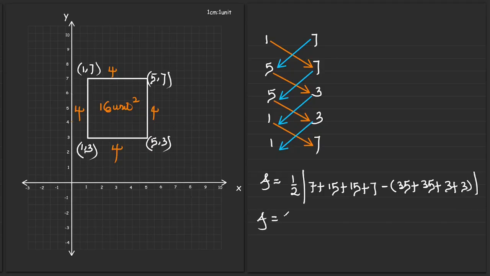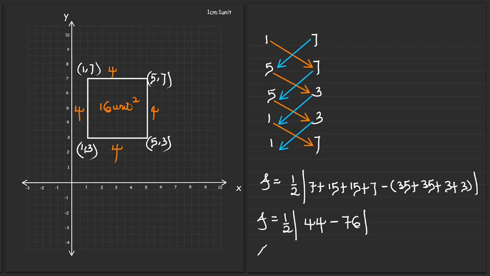So our area is equal to 1 over 2, then the absolute value of, evaluating this, 7 plus 15 plus 15 plus 7. That gives us 44. Then minus 35 plus 35, we have 70. 70 plus 3 gives us 76. So we have 76.